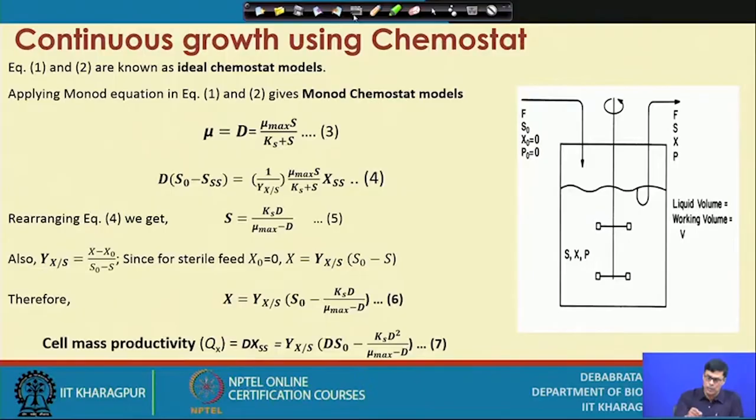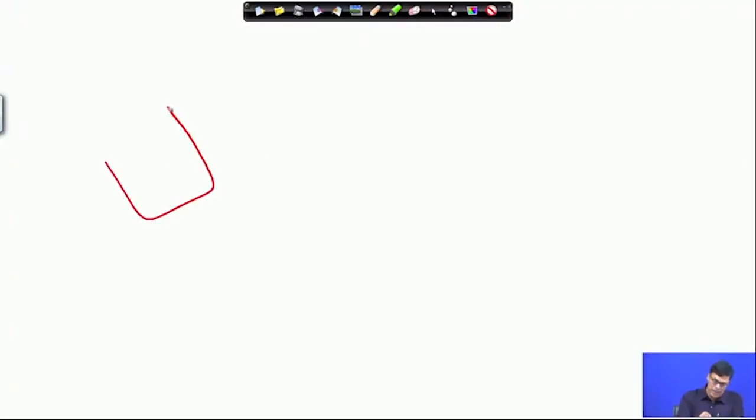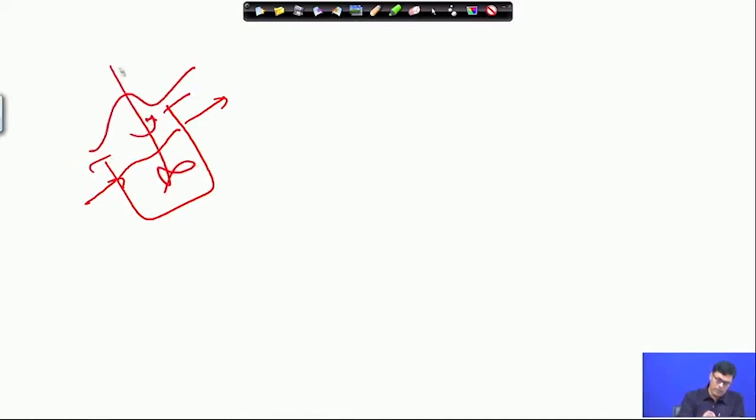Now, let me show you how you can do that. Suppose this is a reactor, and this is the input and there is the output. This is F, this is X0, this is F into XSS, and this is also XSS, and this is SSS. Am I right? This is V.